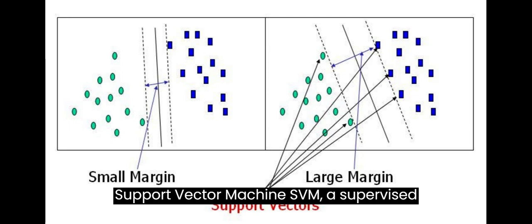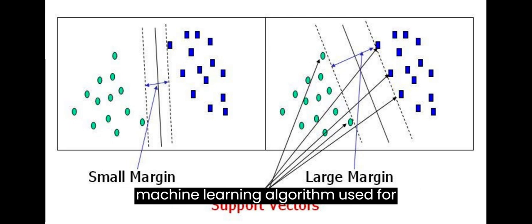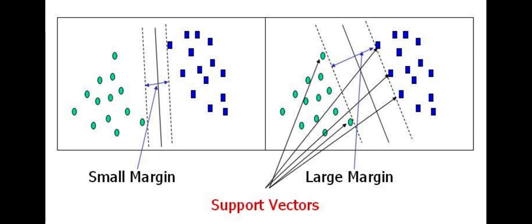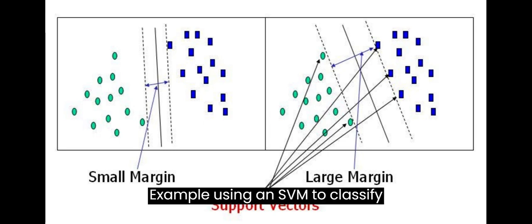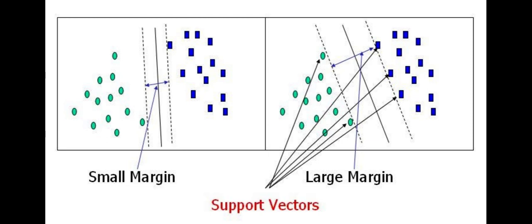Support vector machine, SVM, a supervised machine learning algorithm used for classification and regression tasks. Example, using an SVM to classify images of handwritten digits into their respective numbers, 0 to 9.